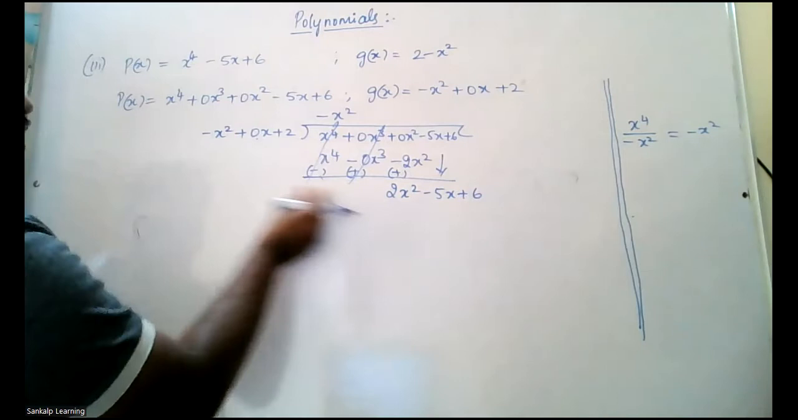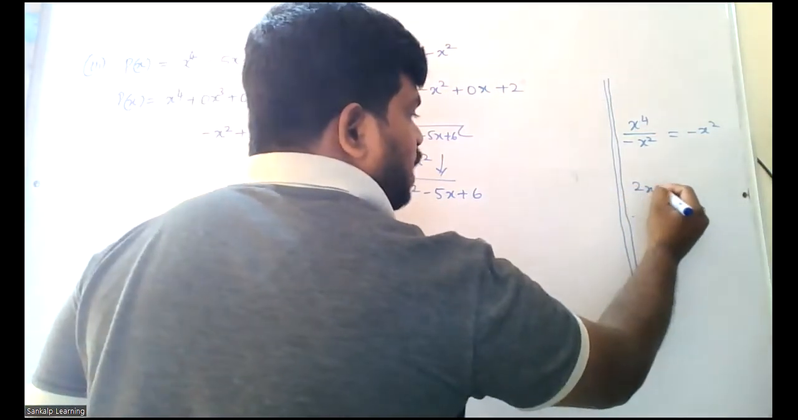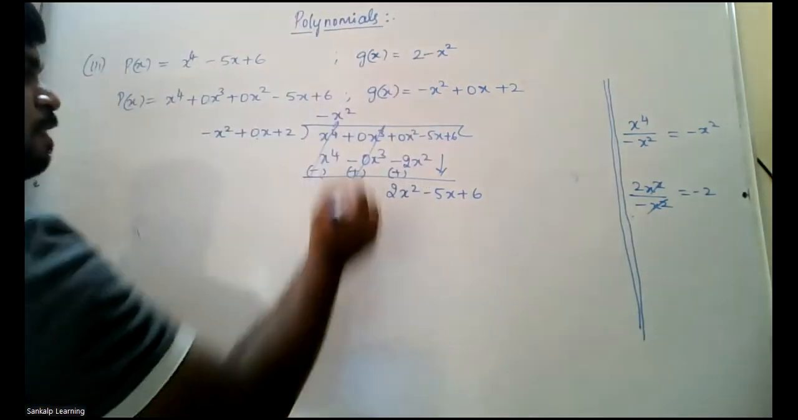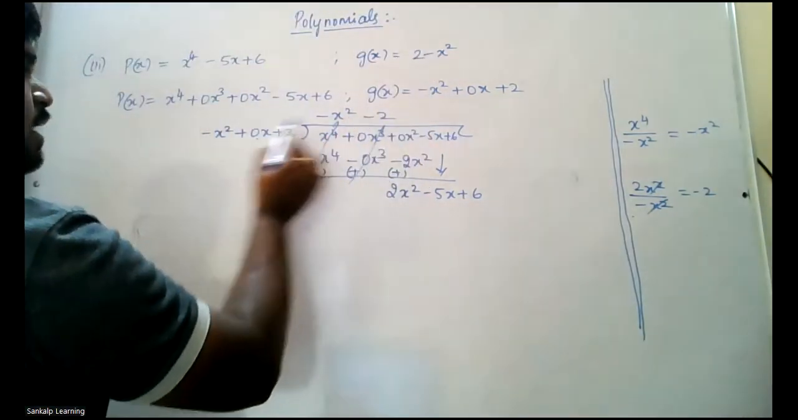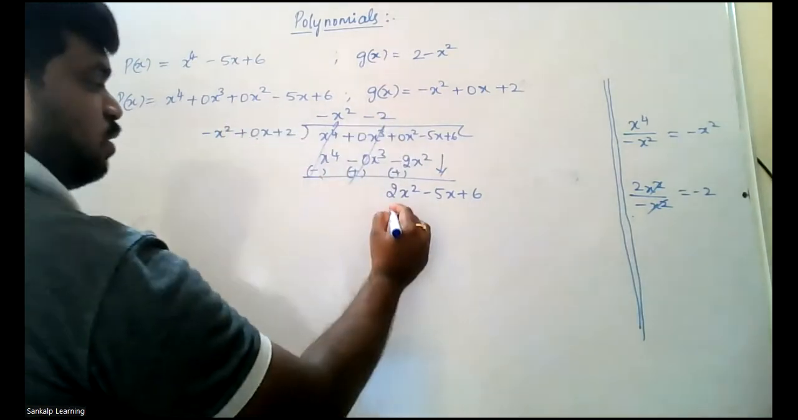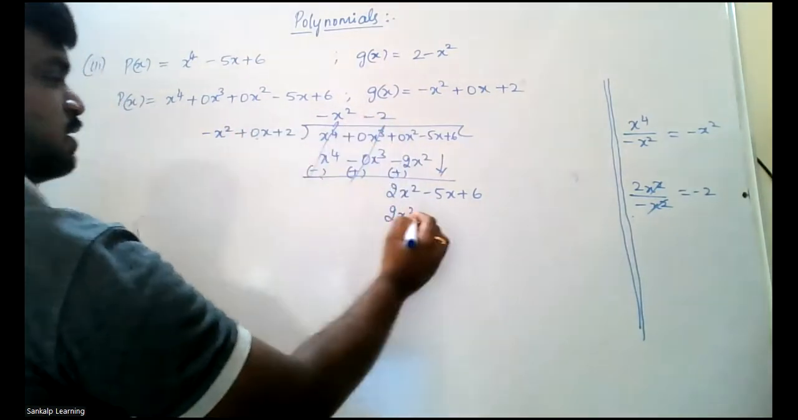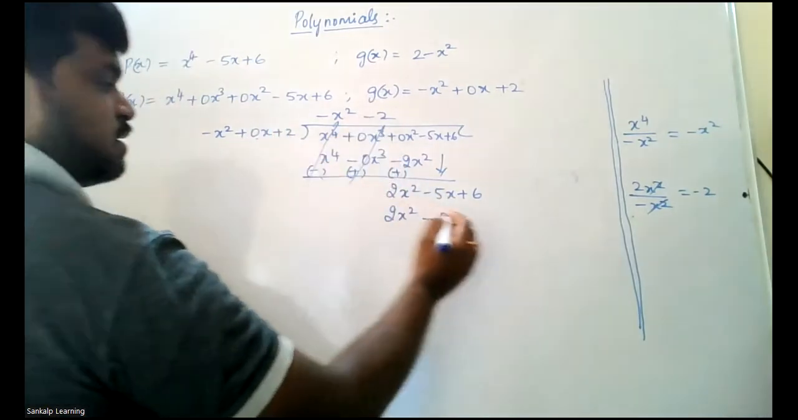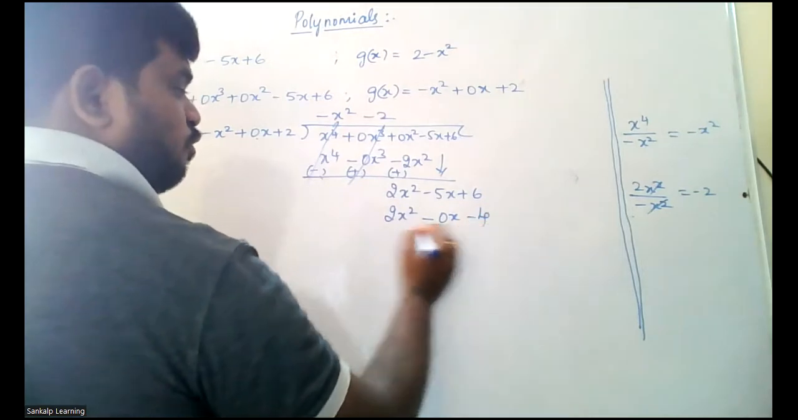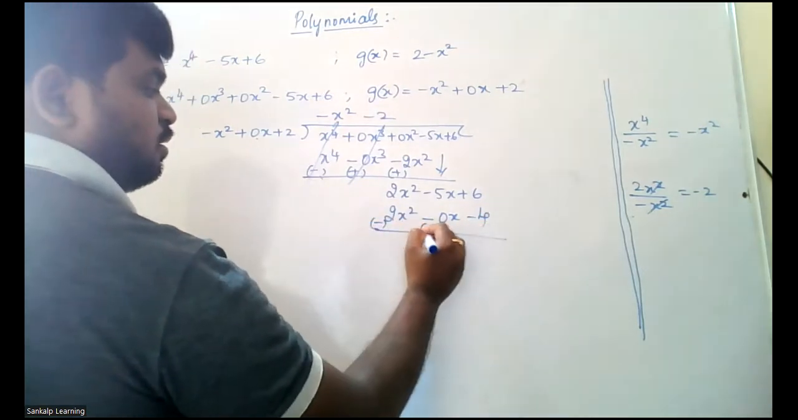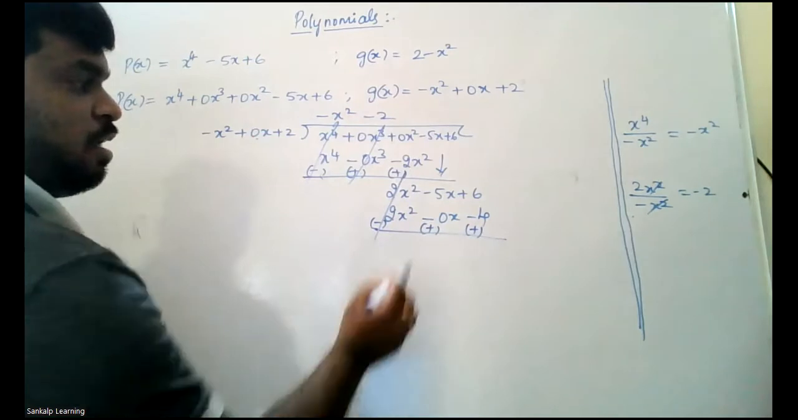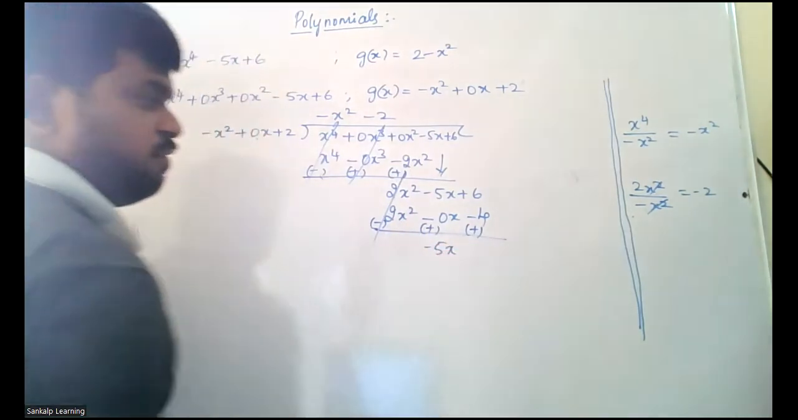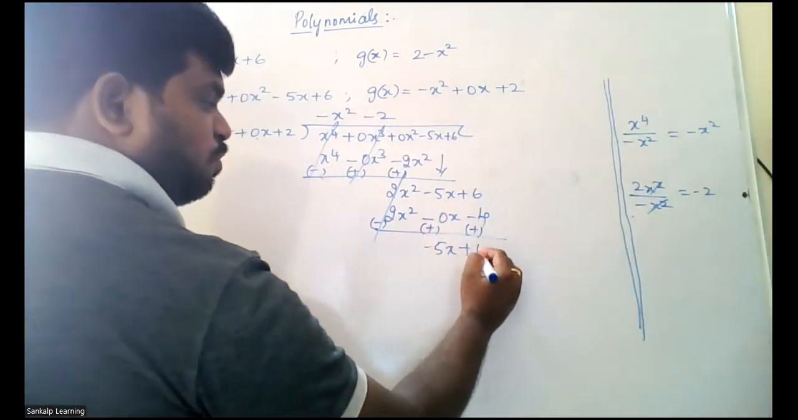Let's take the first term here and the first term here. 2x squared divided by minus x squared. X squared gets cancelled. We'll be left with minus 2. So let's write minus 2 over here. Minus into minus plus, 2 into x squared, 2x squared. Minus into plus minus, 2 into 0x is 0x. Minus into plus is minus, 2 2s are 4. So let's change the sign. So it gets cancelled. Minus 5x plus 0x gives you minus 5x itself. Plus 6 plus 4 gives you plus 10.